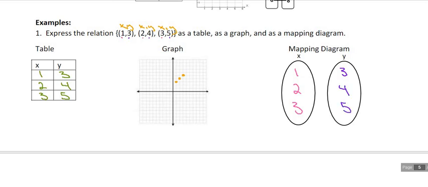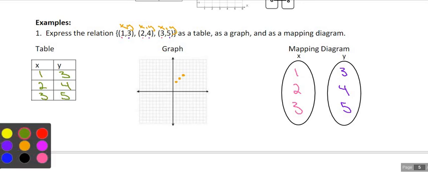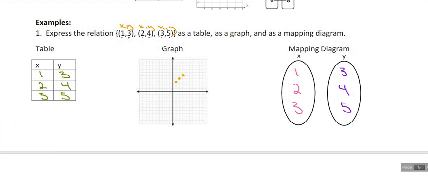And now we just need to make sure that we draw lines that are connecting their relationship, establishing that relationship, connecting each X to its specific Y. So 1 goes to 3, 2 goes to 4, and 3 goes to 5. And again, we've got another straight across relationship, and we need to make sure we get one that's not straight across. But I'm sure that'll happen a little bit later on.